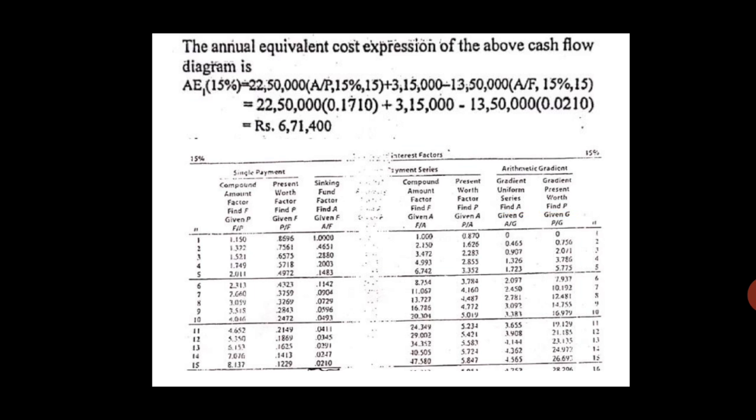Now, how do you find the annual equivalent cost expression? So 22,50,000 rupees is the initial cost, P. Okay. Now I am going to find the equivalent amount: 22,50,000 times A bar P at the rate of 15% interest for 15 years, plus 3,15,000 rupees, minus 13,50,000 rupees times A bar F at the rate of 15% interest for 15 years. So what will we get? Now you can see this value.